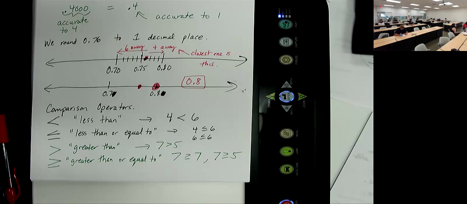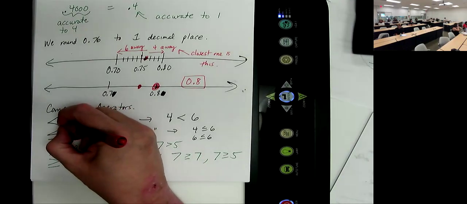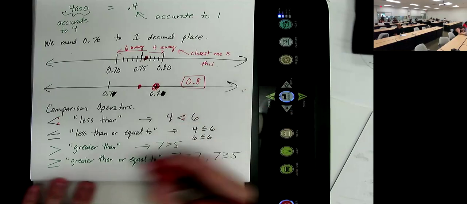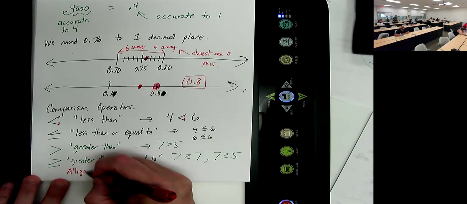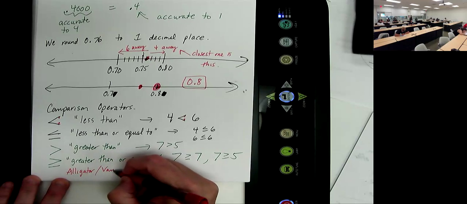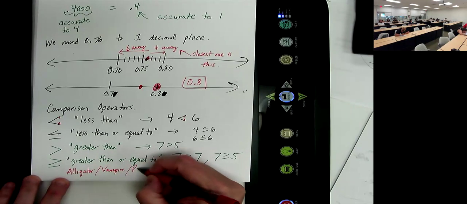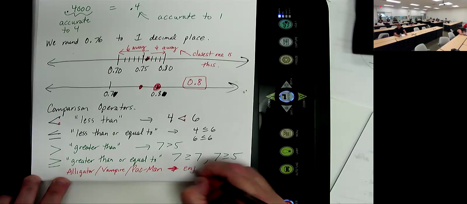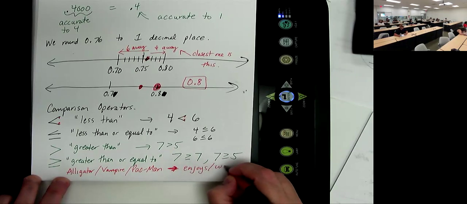If you struggle with remembering what the symbols do, treat it like an alligator or vampire or Pac-Man. Let's put some teeth on this. Every alligator or vampire, and even Pac-Man, for those of you who know who he is, enjoys the bigger meal. Wants the bigger meal.